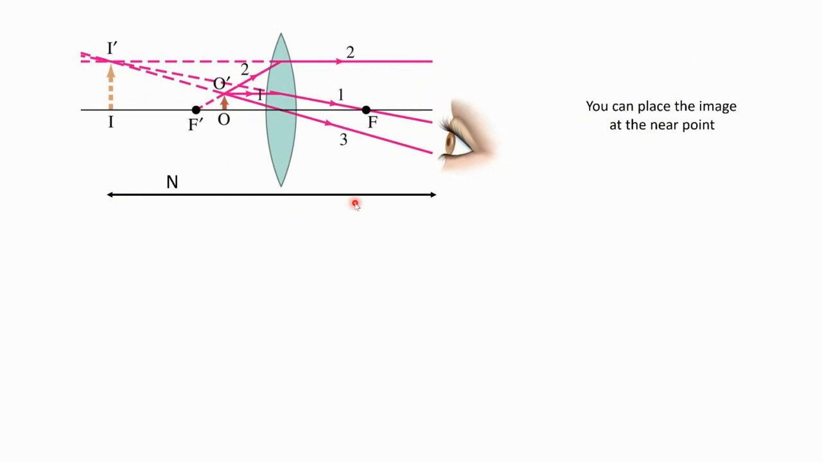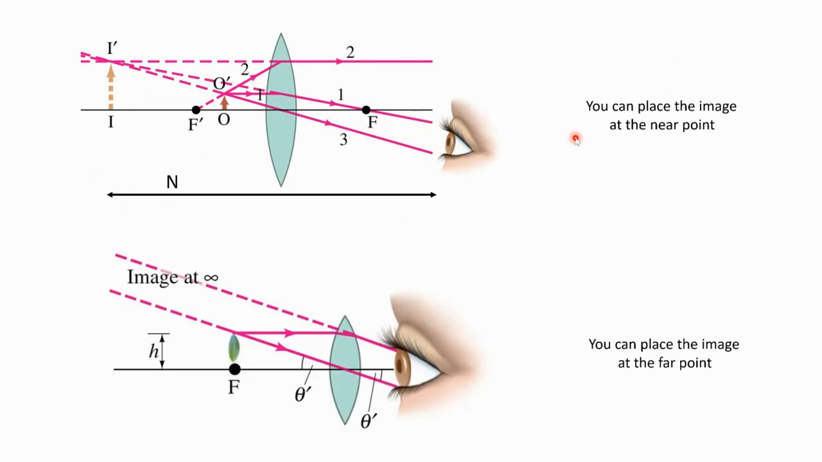And there's the near point. Notice that the near point is the distance from your eye. That's an important thing. Another thing you can do is place the image at the far point.